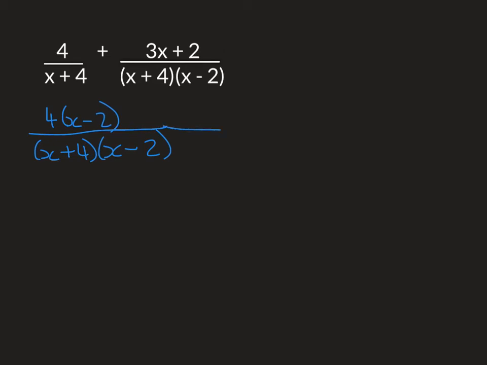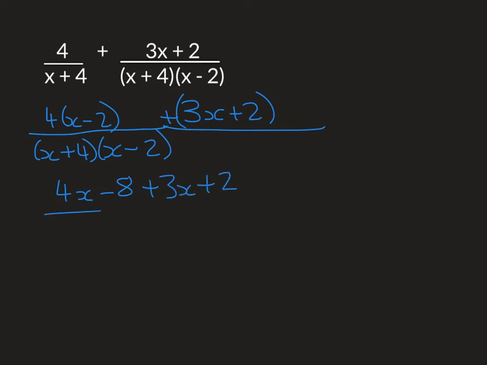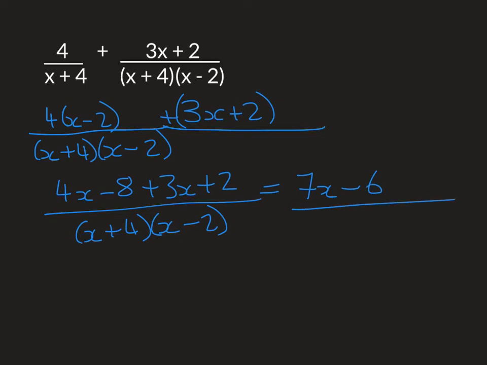So now I can just add on the other part, 3x plus 2, because now they're over a common denominator. Expand the top, 4x minus 8 plus 3x plus 2 all over, and again I can leave those all factorised because that's the same as simplification wise as if I had expanded it. 4x plus 3x is 7x, minus 8 plus 2 is minus 6, all over that same thing. And that is it.